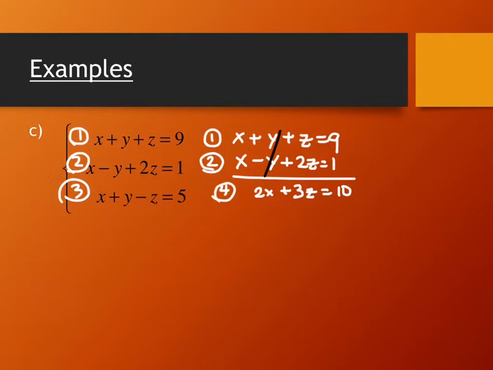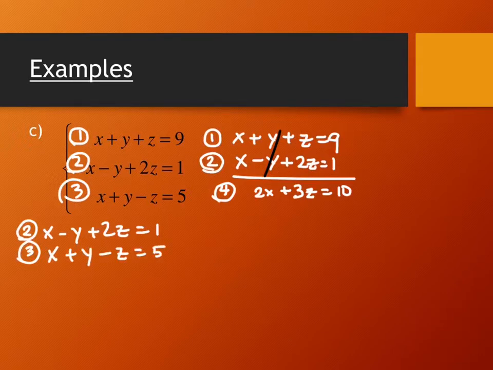Okay, I need to take 2 more equations. Which 2 would you like to take? 2 and 3? So 2 is x minus y plus 2z equals 1. And 3 is x plus y minus z equals 5. Y's, of course, cancel. What else do you have? Two x plus z equals 6. All right, so this is equation 5.